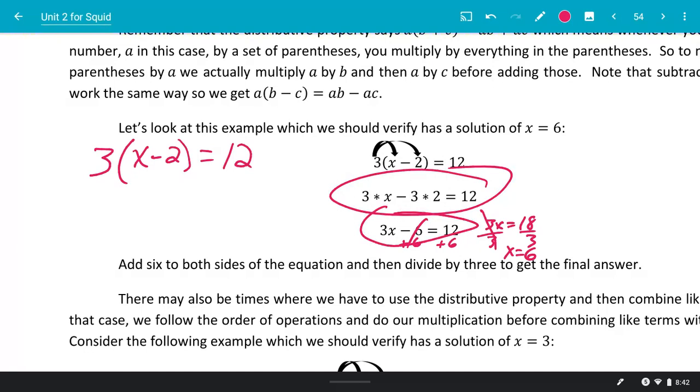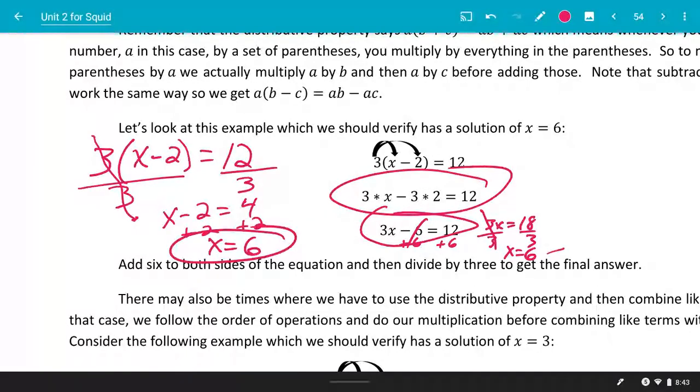Well, what's the opposite of multiplication? Could I divide this side by 3? Yes, I could. And that would cancel. Can I divide the other side by 3? Absolutely, because whatever I do to one side, I got to do the other. So now I'm left with x minus 2 equals 4. Now all I got to do is add 2. Add 2. X equals 6. Same thing. Another way to attack the problem. Understand?